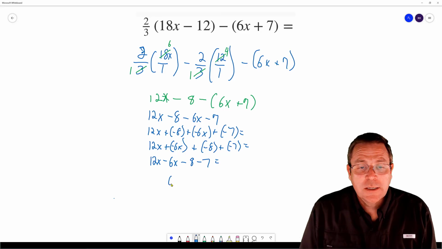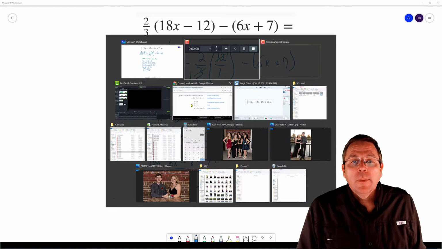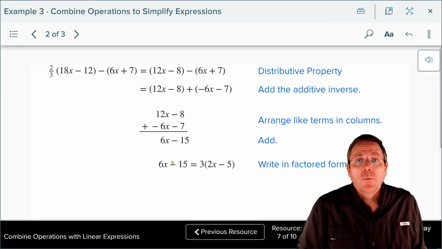12x minus 6x, that's going to leave me with 6x, and then minus 8 minus 7, that's going to leave me with a negative 15, with a sign in front of the larger number going in front of your answer. Now, going back here, you can see that's what they came up with to that point. But we're not done, because the problem said they wanted to factor it, and that's what we're going to do next.